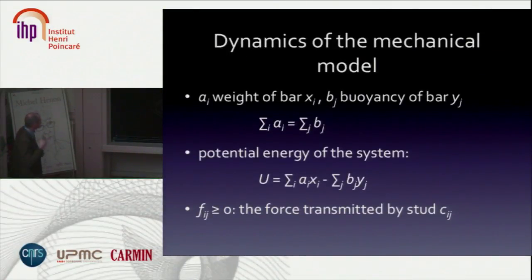And then, in order for the equilibrium to be well defined, we require that the sum of weights should be equal to the sum of buoyancies. Therefore, the system can, in principle, settle in equilibrium. And the potential energy of the system is then given by this expression in terms of weights, heights, buoyancies, and heights of lower bars.